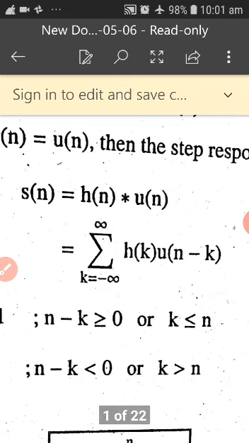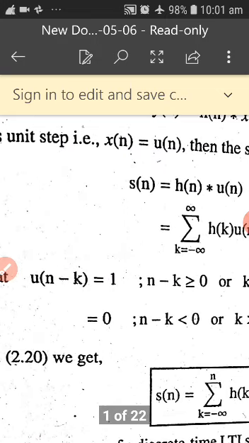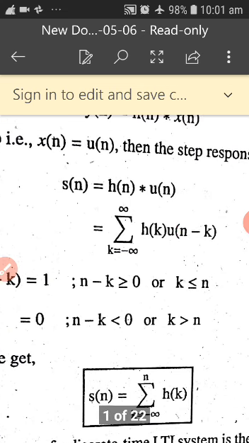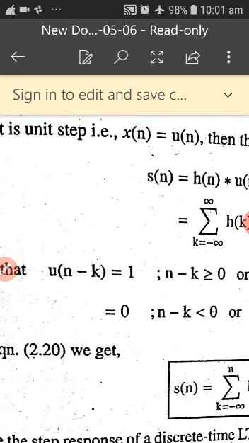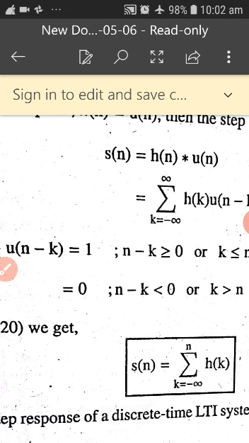The above equation we can write as summation k equal to minus infinity to plus infinity h of k u of n minus k. So here you can see that we know that u of n minus k is equal to 1 for n minus k greater than or equal to 0, or k less than or equal to n, where k is varying from minus infinity to plus infinity. Otherwise it is 0 for n minus k less than 0, or k greater than n.